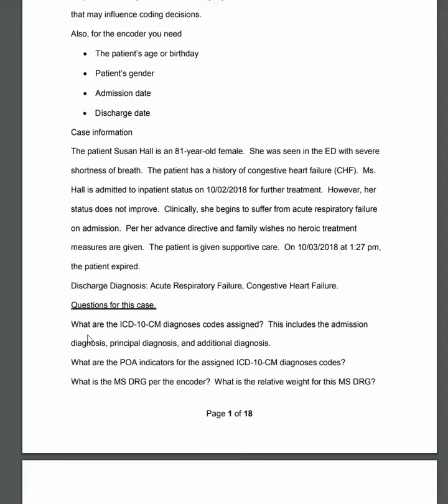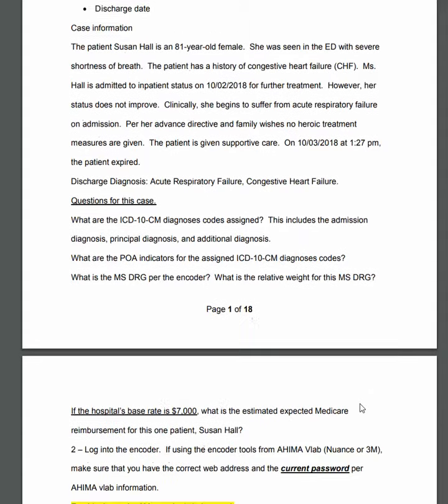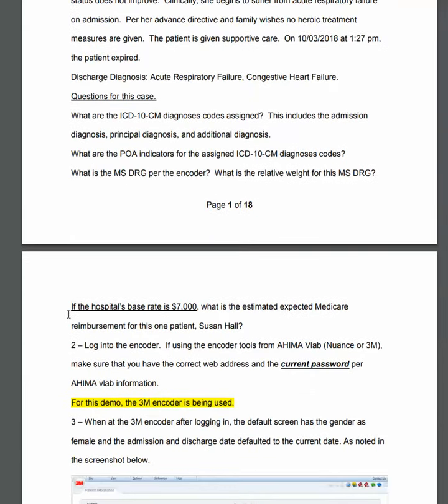So within that case, you were asked certain questions. Of course, what are the ICD-10-CM diagnosis codes? That includes the admission diagnosis, the principal, and additional. You also were asked what were the POA indicators, present on admission, and what's the final MSDRG and the relative weight for that MSDRG. Then you were given information on reimbursement. You were told that the hospital's base rate is $7,000. What is the estimated expected Medicare reimbursement for this patient, Susan Hall?